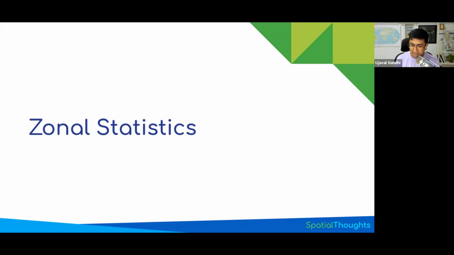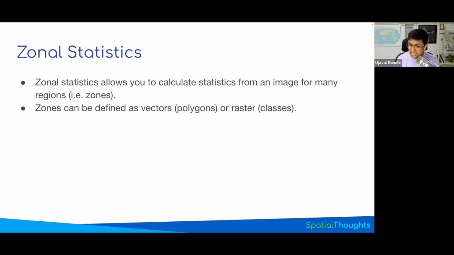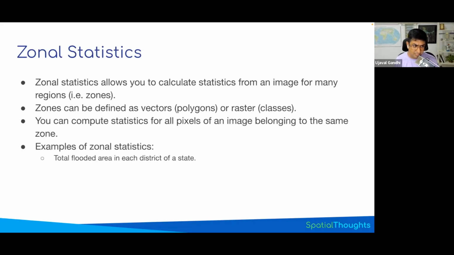One of the calculations that is often complex for beginners is the computation of zonal statistics. So you have an image, you have multiple zones, and you want to compute statistics of an image for each zone. Zones can be both polygons or rasters. So let's say you have a shapefile of polygons and you want to compute the average value of the image for each polygon. That's zonal statistics. Or you have some raster values with classes and you want to compute some average value. That's also zonal statistics.